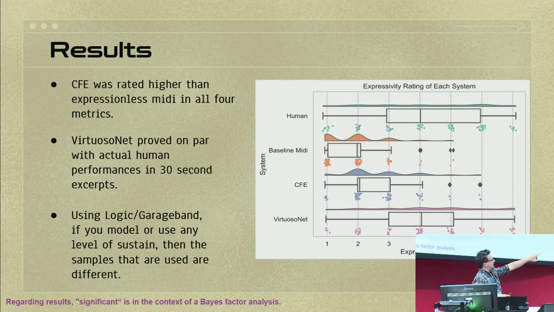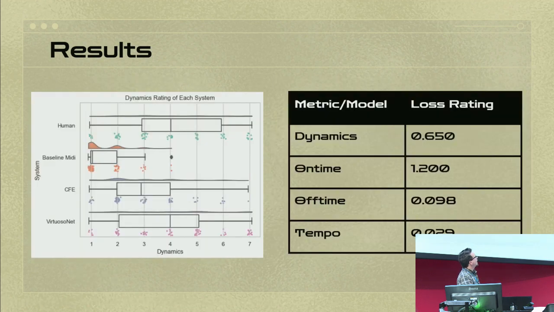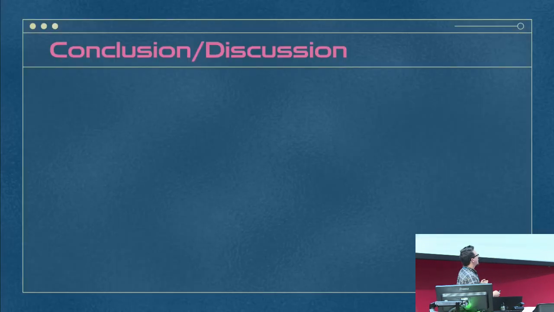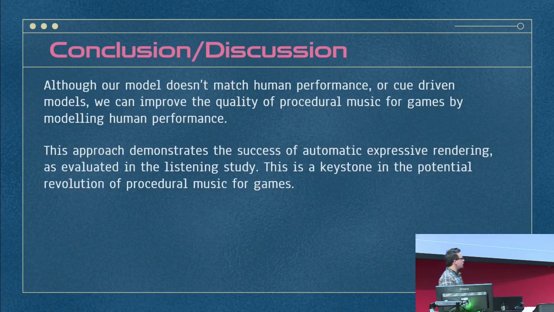However, the divide here between the models could be because we're not modelling pedal use on the piano. CFE does, and humans use pedals. And this actually accesses a qualitatively better sample in virtual instruments, which we haven't considered, and that's where the model's being improved currently. As you can see, in dynamics, we rated much better than MIDI, and they've got loss ratings for people who care. But there is an argument for how important loss actually is compared to what you're hearing. So, in conclusion, although the model doesn't match human performance, it is a drastic improvement on MIDI, and it also could be the keystone in improving procedural music going forwards.